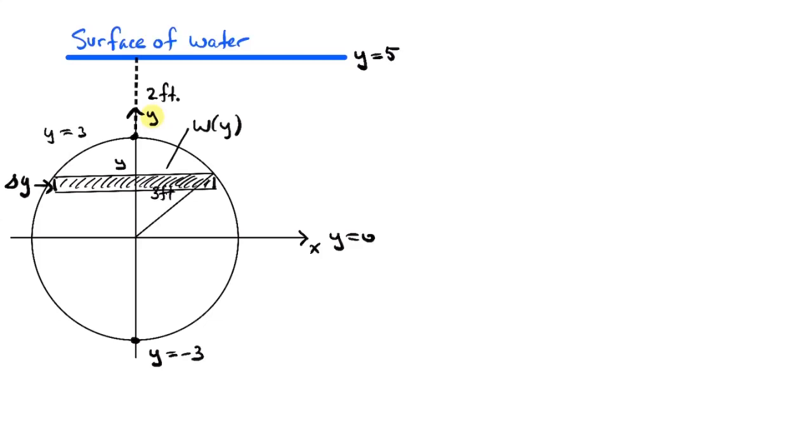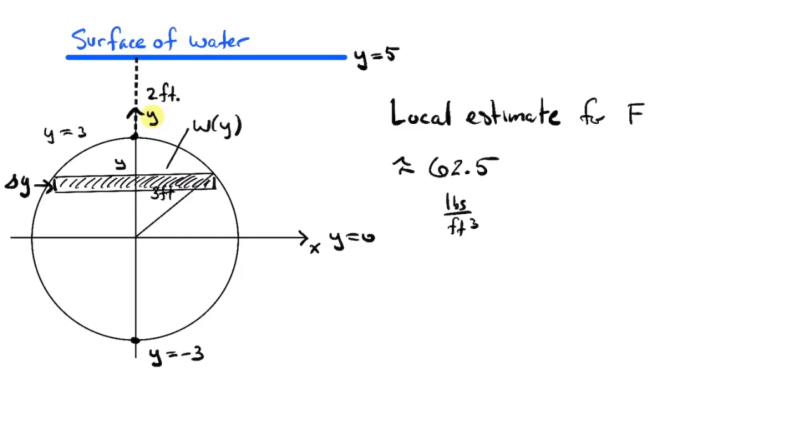But we can already start writing down a local estimate given what we have here. Assuming that all points in that shaded rectangle are at the same depth, then a local estimate for our force would be what? Well, you have to take the weight density of water. I didn't write it in this problem, but throughout the entire section, we're assuming that the weight density of water is 62.5 pounds per cubic foot. That's the constant we're going to use.